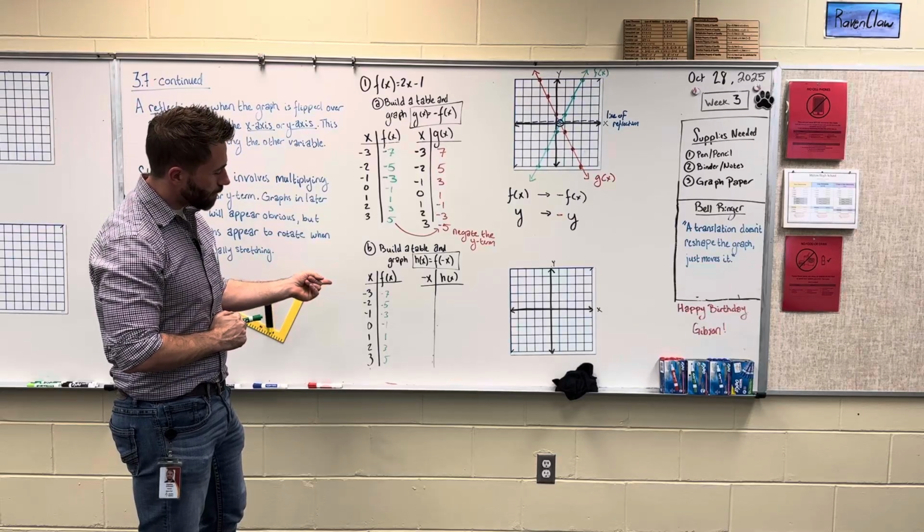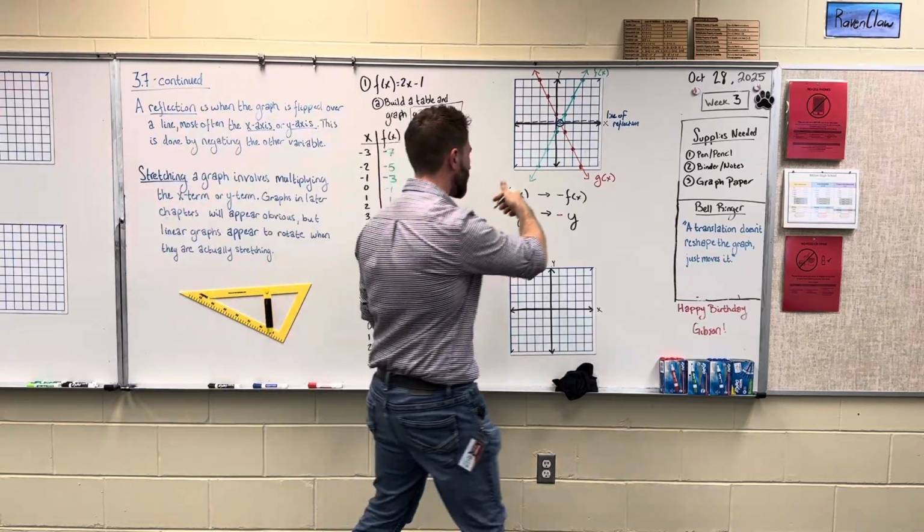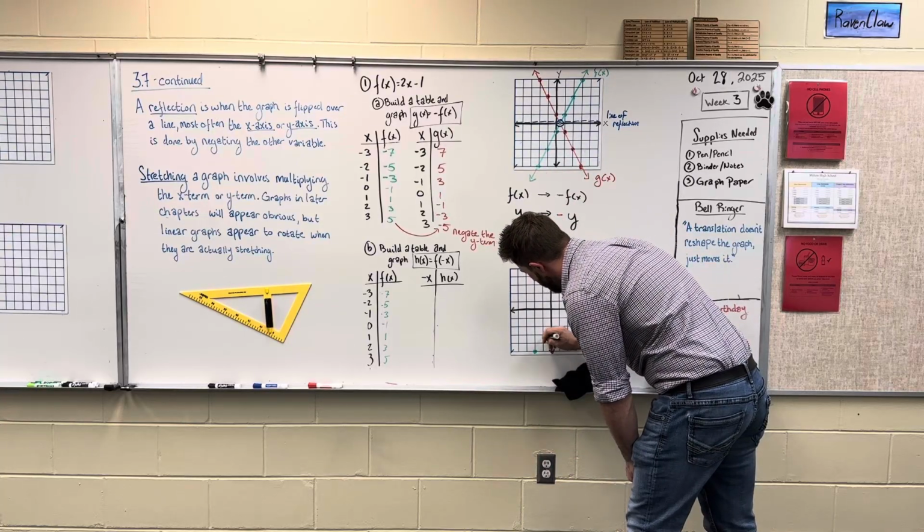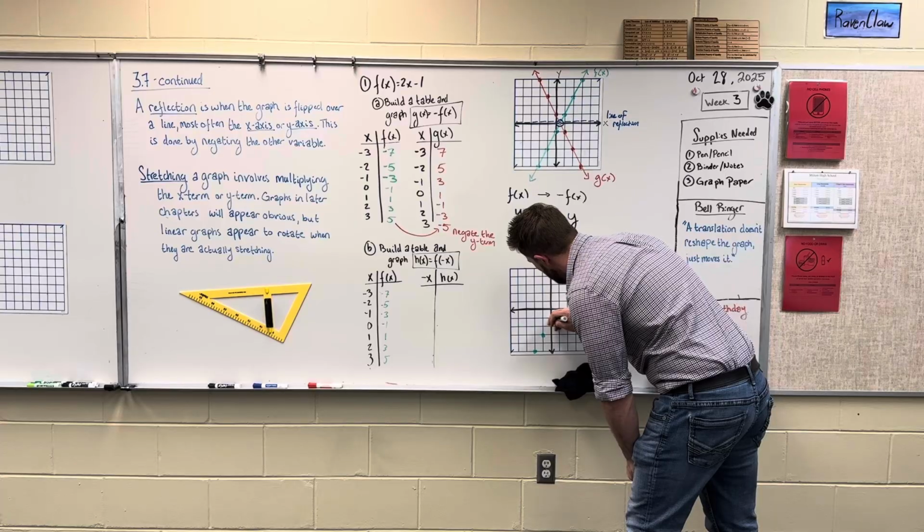But, okay, so I've got my original table. Let's go ahead and graph it. It's going to look the exact same as my previous green line because, again, I'm starting with the same graph. I just want to flip it in a different way and see what that looks like.